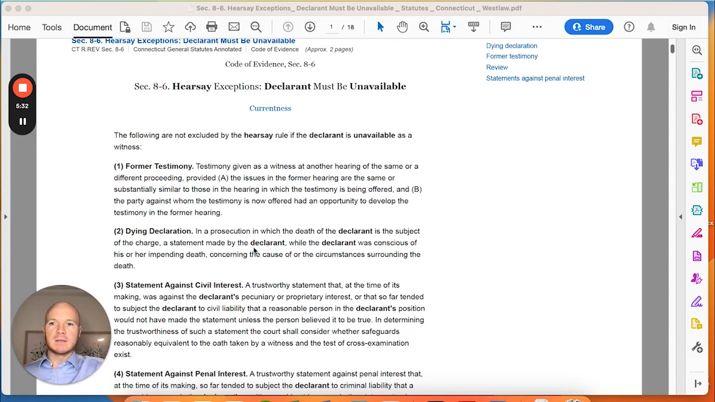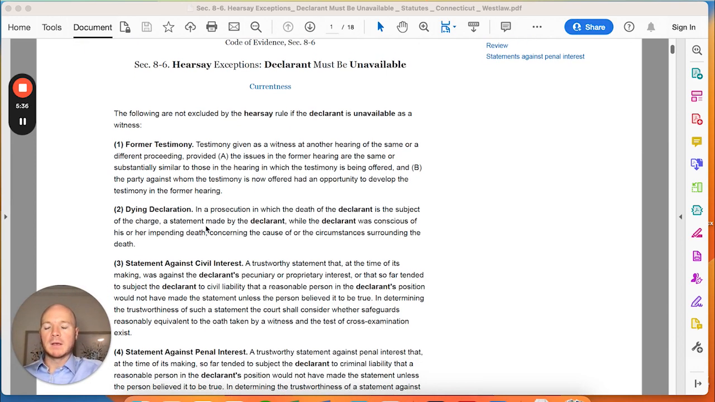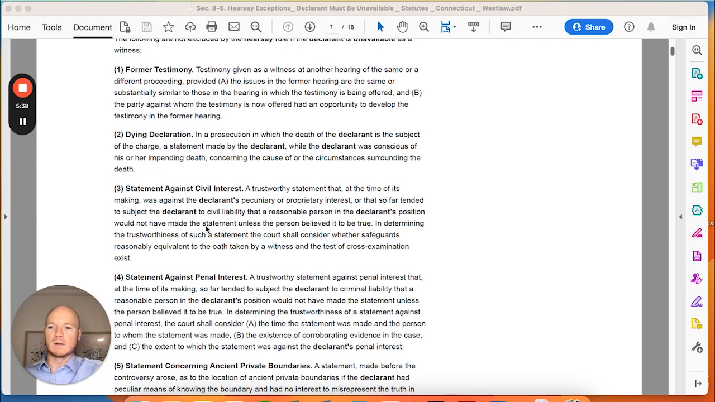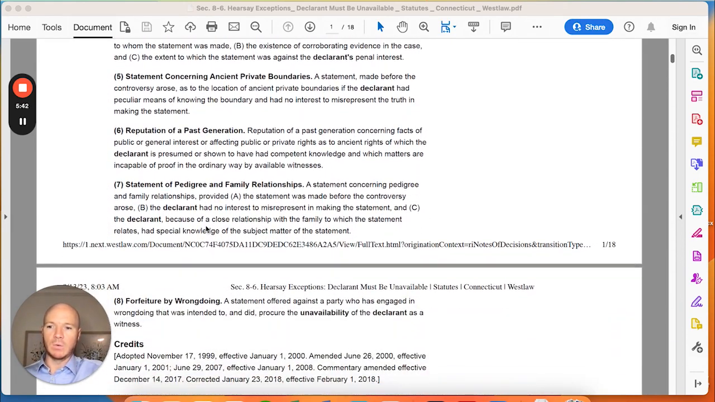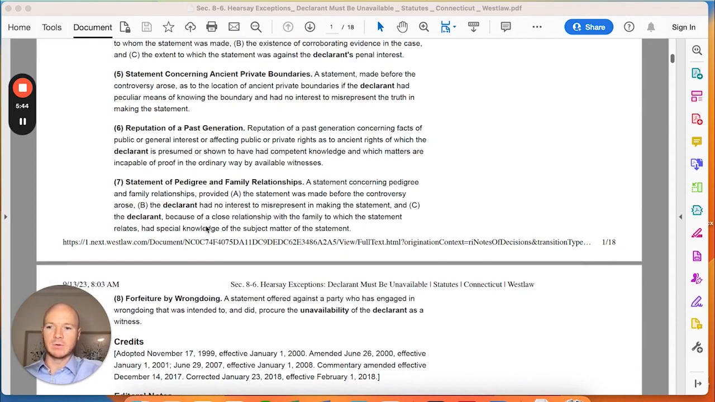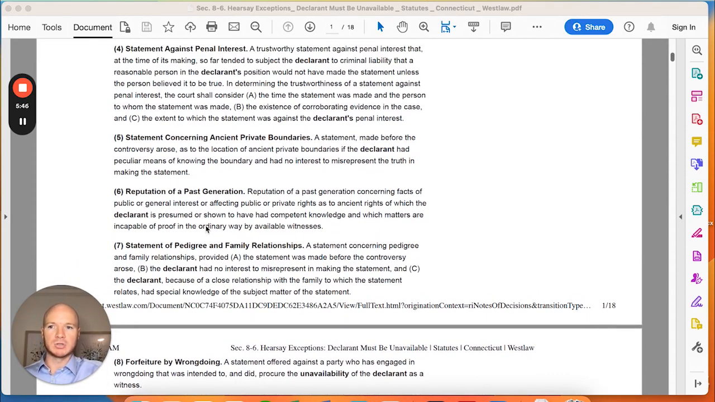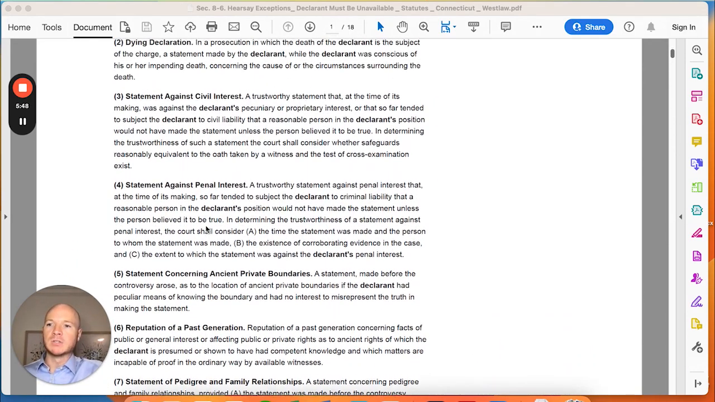So those are the basics. Again, these circumstances are somewhat rare in family law cases, but you do still want to be aware of them. And I'd suggest that you read through the whole statute or code of evidence section just to make sure you are familiar with it. So those are the basics.